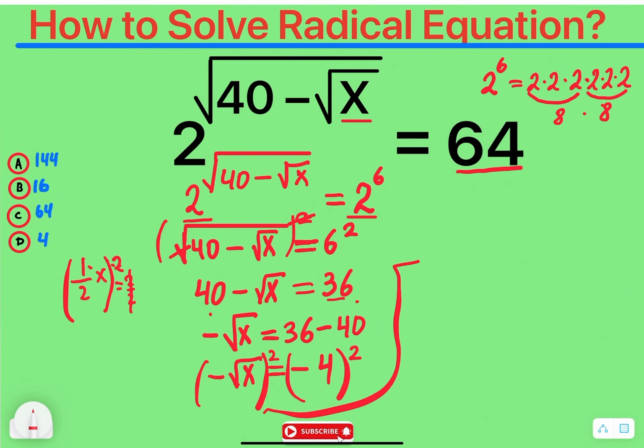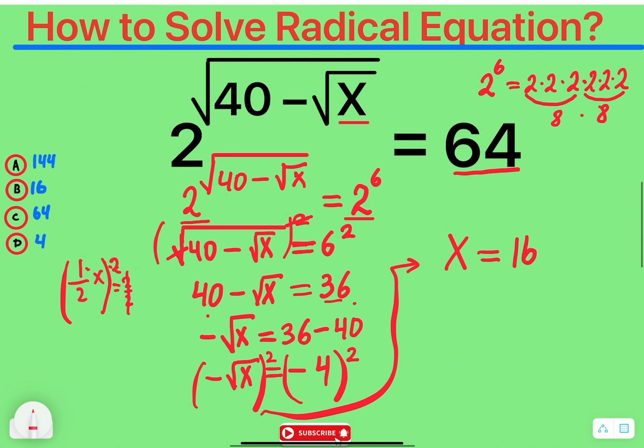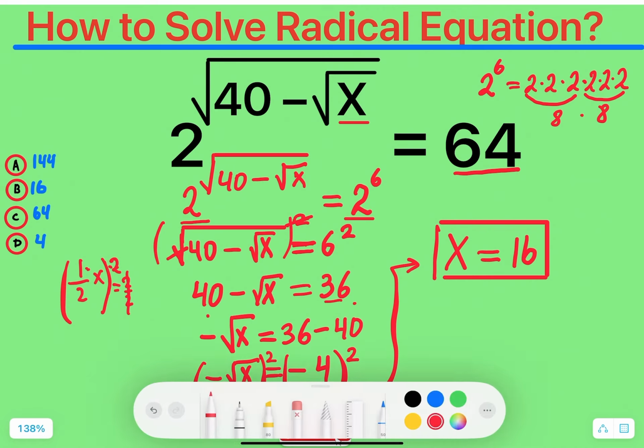So we will continue here. On the left side, we will have only x equals negative 4 squared, in the same way. Negative times negative will be positive. Remember in our videos, same signs when you multiply, either they are positive or negative, they will become a positive answer. So negative 4 times negative 4 is positive 16. So this is the value of our x. We can check the solution.